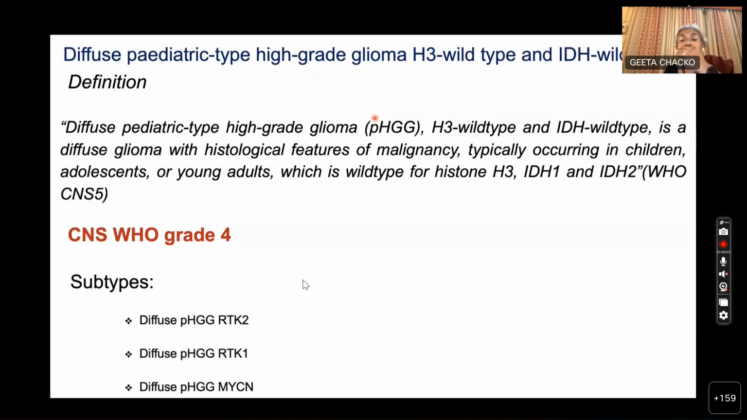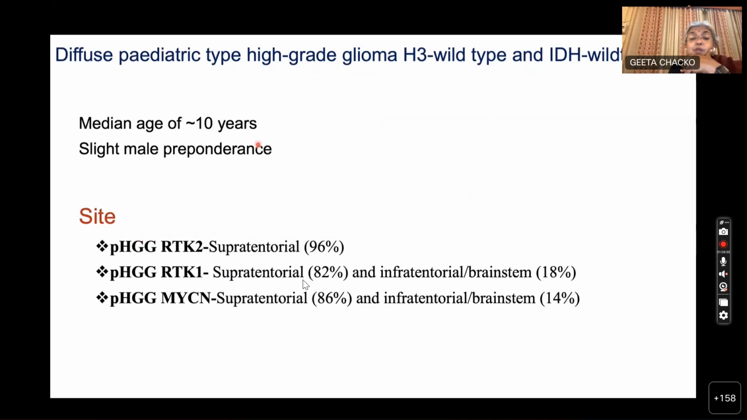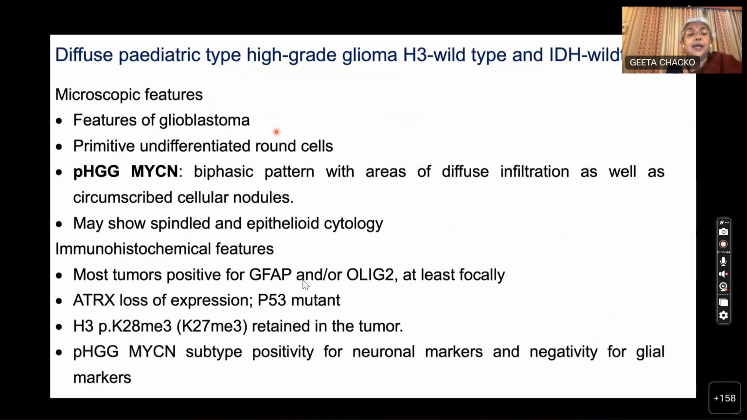These tumors, as the name suggests, have to show a demonstration of both IDH being wild type and H3 being wild type, which means you have to do it by molecular testing. It's a CNS grade 4 tumor. Usually the location of the molecular alteration defines its location. Median age is 10 years. And here again, we have high grade features. They may have primitive features, and they show ATRX loss, P53 mutation, but they're IDH wild type, H3 wild type.